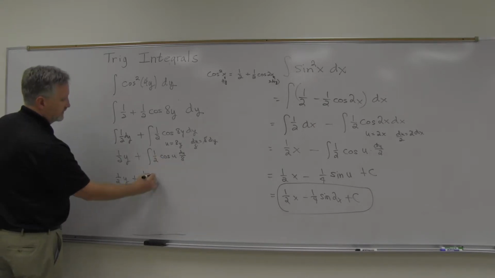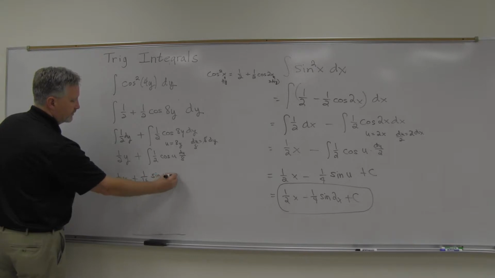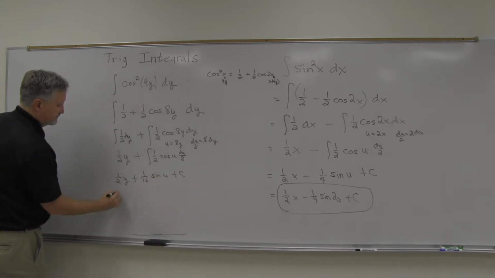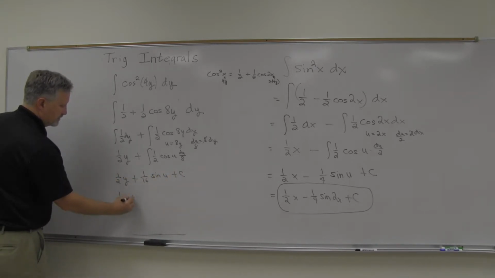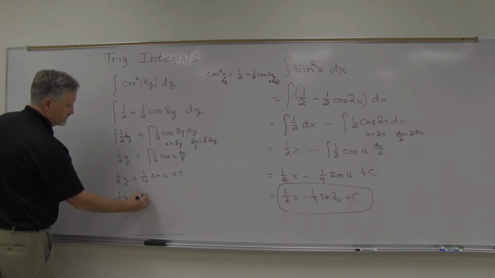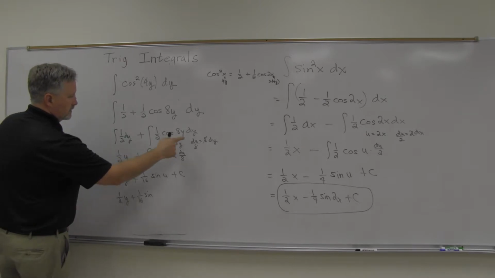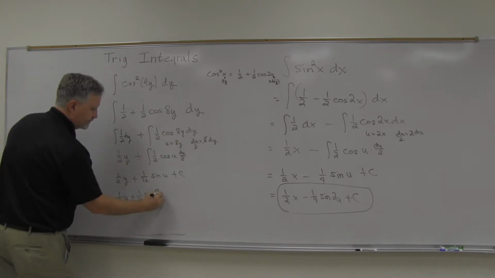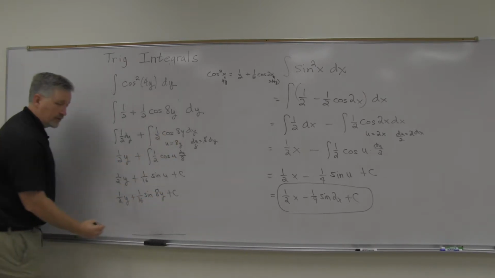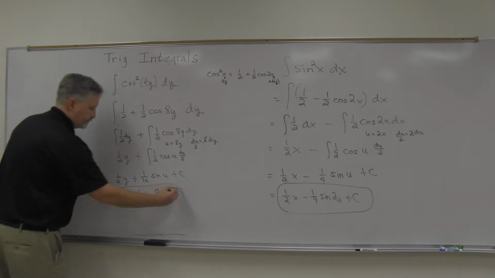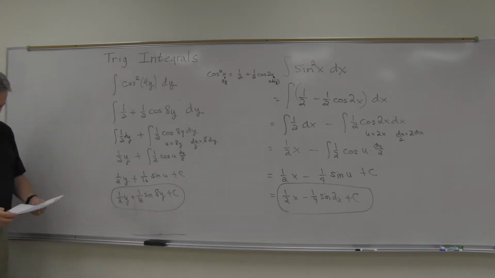The antiderivative of cosine is the sine. Then just replace your u with what it's equivalent to, which in this case we called u what? 8y. Okay. All right.